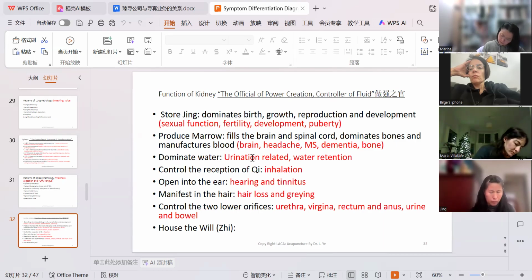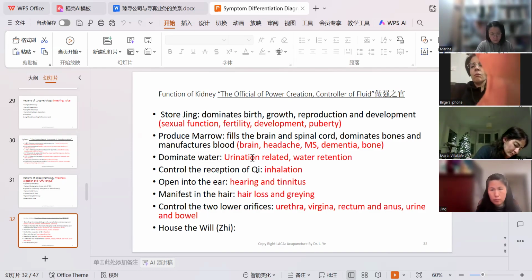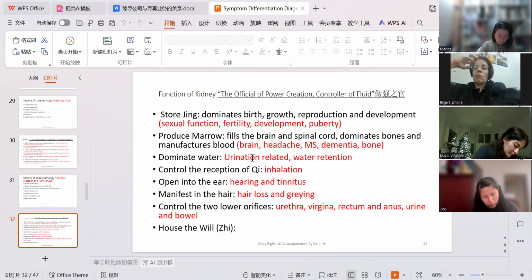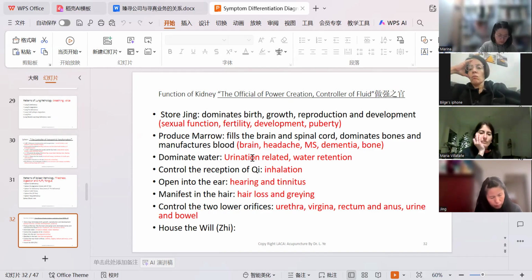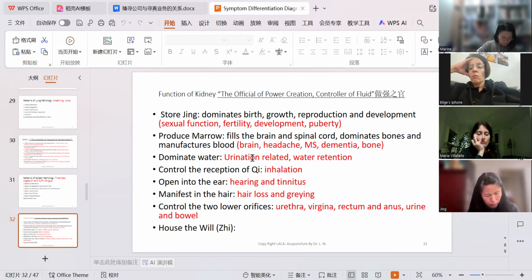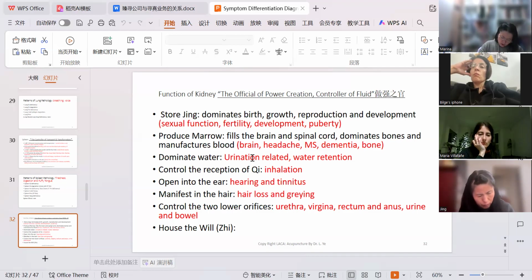And function of kidney. We call kidney the official of power creation, controller of fluids. Kidney stores genes, so it dominates birth, growth, reproduction, and development. So sexual functions, fertility, body development, puberty, that could all be related to the reflection of the abundance of kidney's energy.